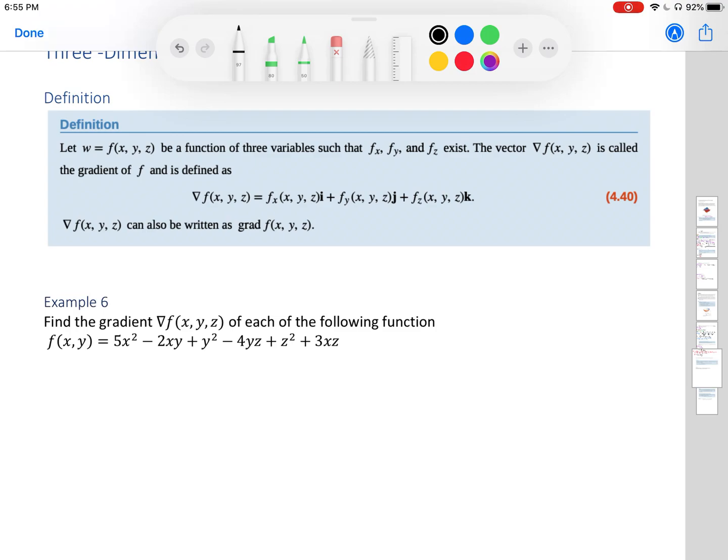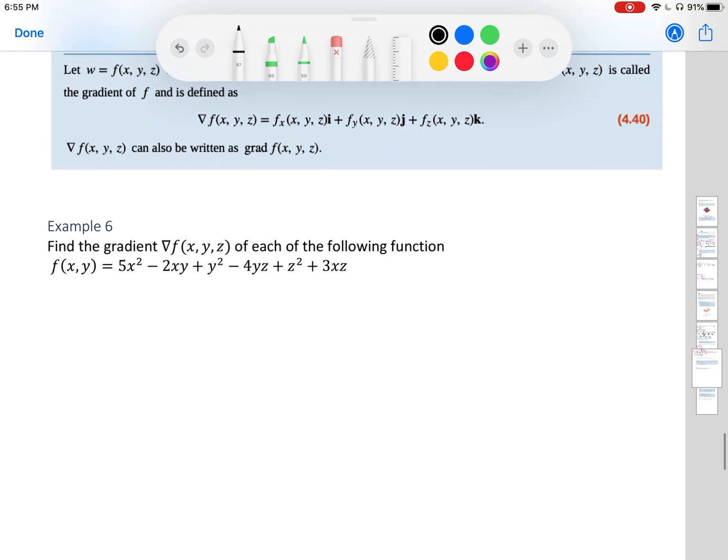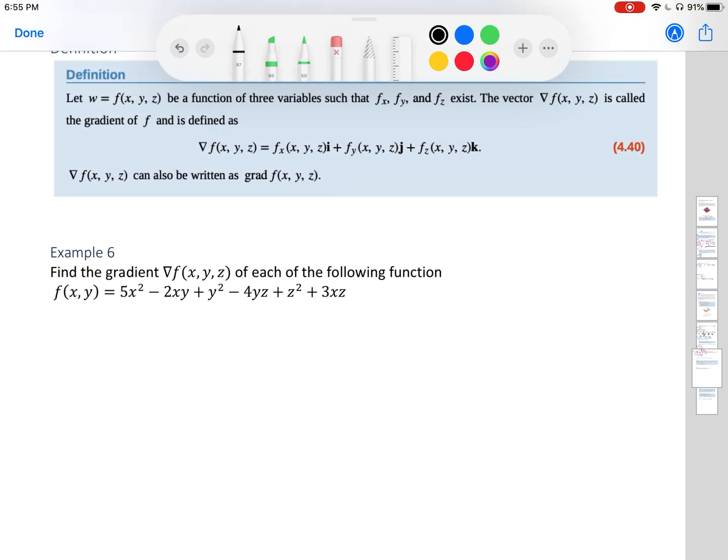Next question, definition. Let w equal f of x, y, z be a function in 3 variables such that the partial derivative with respect to x, y, and z exist. The vector del f is called the gradient of f, defined just as before with i, j, k, but now we have a third partial derivative. So pretty straightforward, just as you have done.